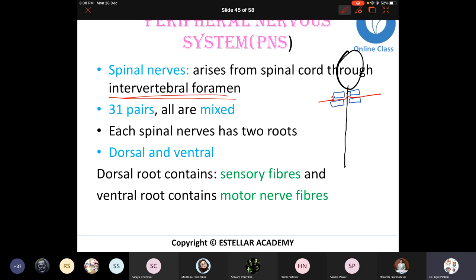How many pairs of spinal nerves are coming? Around 31 pairs together. Almost 31 pairs of spinal nerves, because they come from both sides, and they all are mixed. Very important question. These all are important questions.